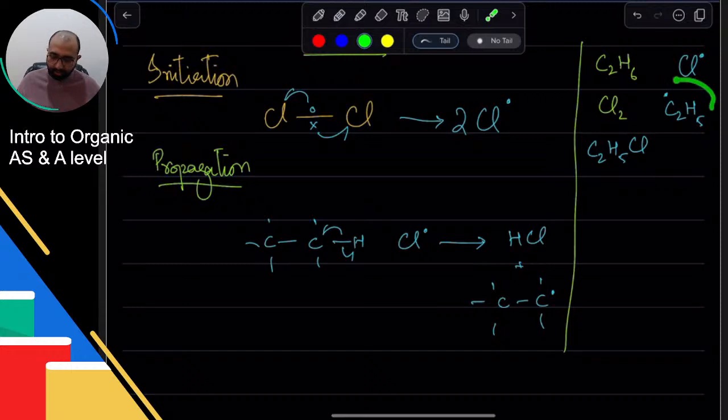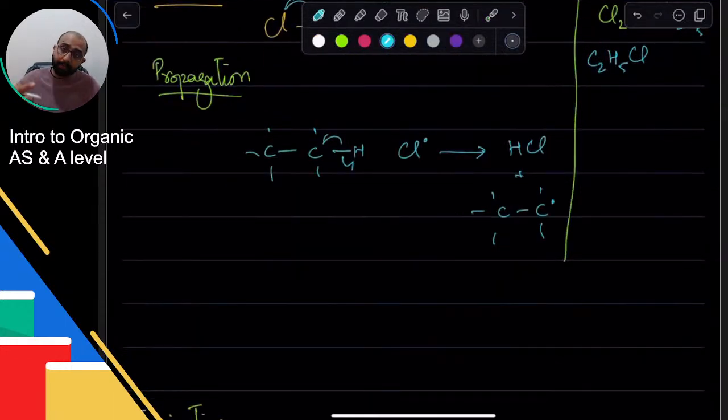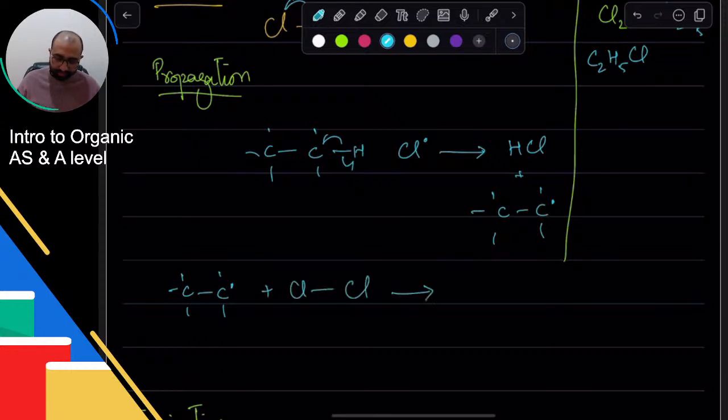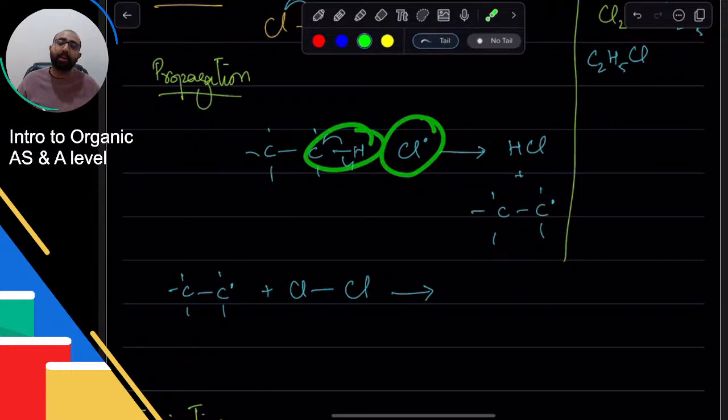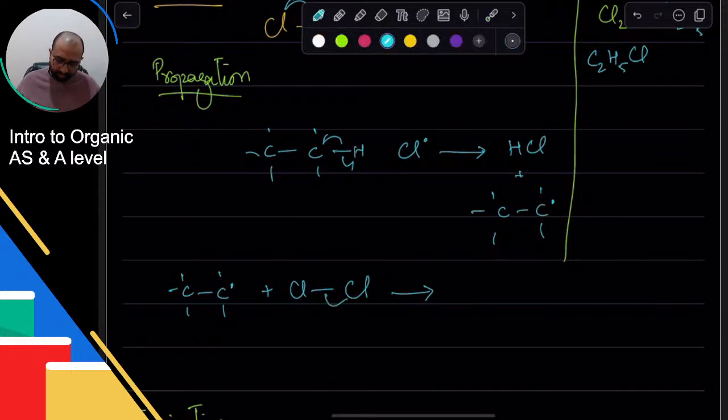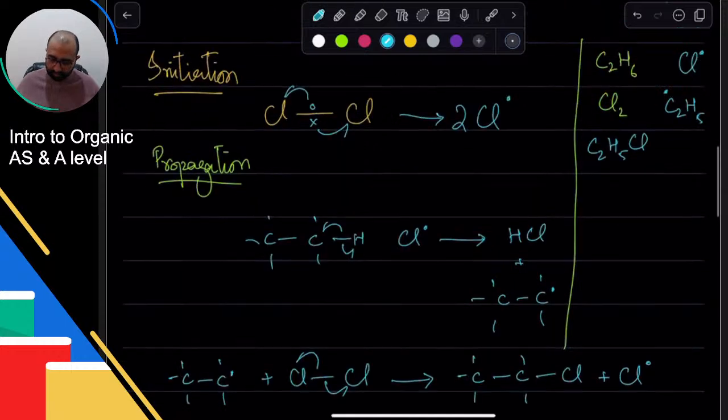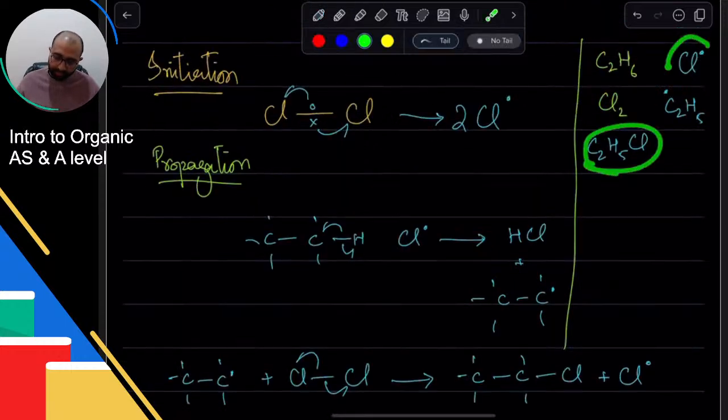But what if this were to react with a stable molecule, like that? In that case, you will get another propagation reaction. So we will get this one, and this reacts with a chlorine molecule, for example. Just like this chlorine radical was able to break the bond between carbon and hydrogen, this radical will obviously break the bond in this chlorine molecule. And now the same thing happens here. So you get this radical joined with chlorine plus a chlorine radical. So we have created C2H5Cl and another chlorine radical from the reaction of these two.